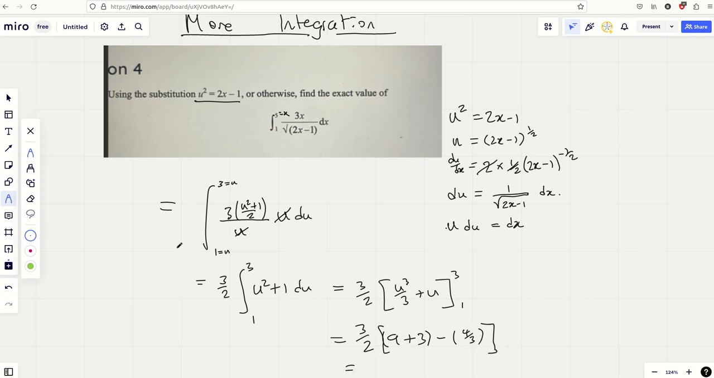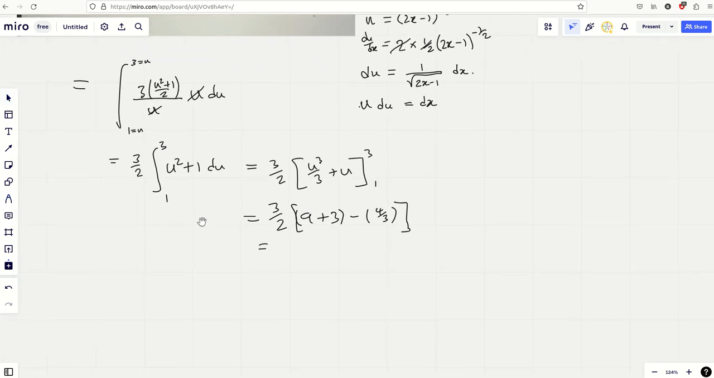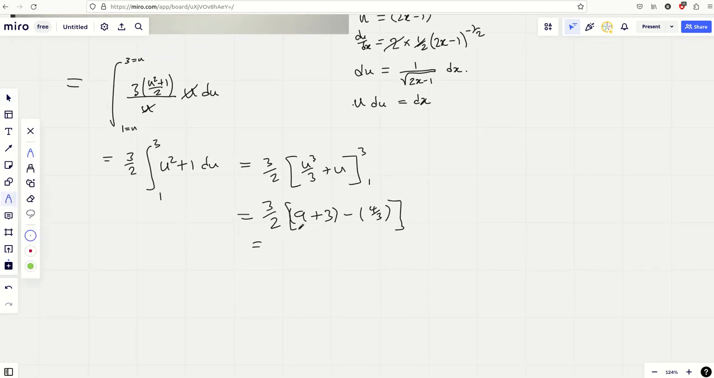And now we can say, okay, that's the same as 12 minus 4 thirds. But if you like, that's 36 over 3 minus 4 over 3, which is 32 over 3. So we get 3 over 2 times 32 over 3. They cancel, and we get the answer of 16, which, like I say, is what your calculator will tell you is the answer, so you know you've done it right, which is good news.